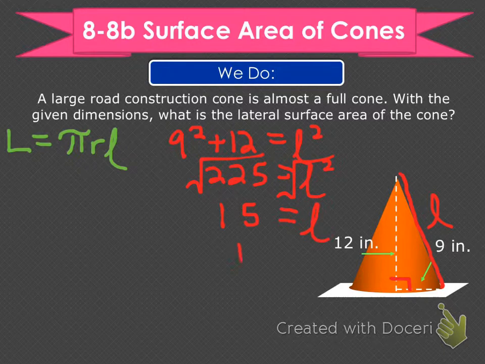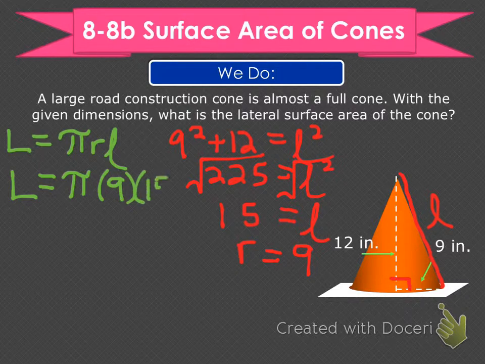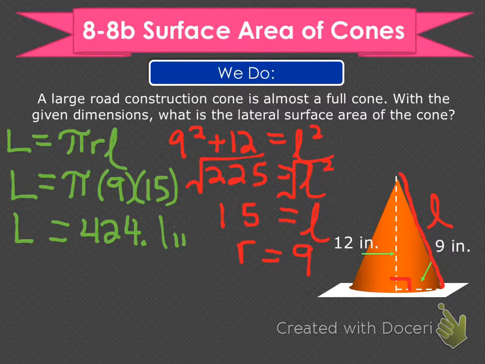My radius is given to me as 9, so now I have the numbers I need to plug in to find my lateral area. The lateral surface area is pi times my radius, which is 9, times my slant height, which is 15. Put all that together in the calculator, and you're going to end up with a lateral area of 424.1 inches squared.